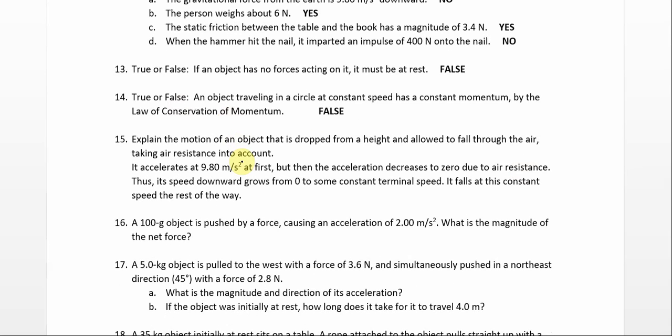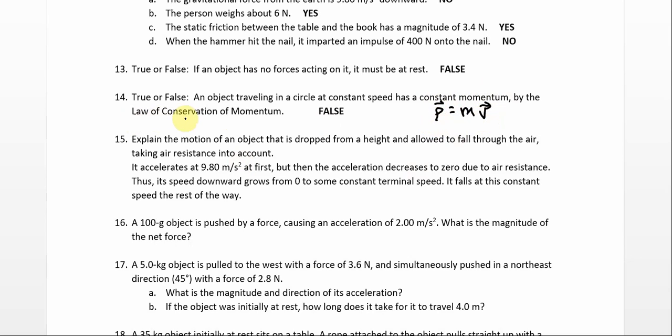True or false? An object traveling in a circle at constant speed has a constant momentum by the law of conservation of momentum. That is false. If you're traveling in a circle, you have constant speed, perhaps, but you do not have constant velocity, right? Because you're turning. And so the direction of your velocity is changing. So there is acceleration, right? There is constant centripetal acceleration pointing inward. And so the momentum would have to change, right? Because p is m times v. So if v is changing in its direction, p is changing in its direction.